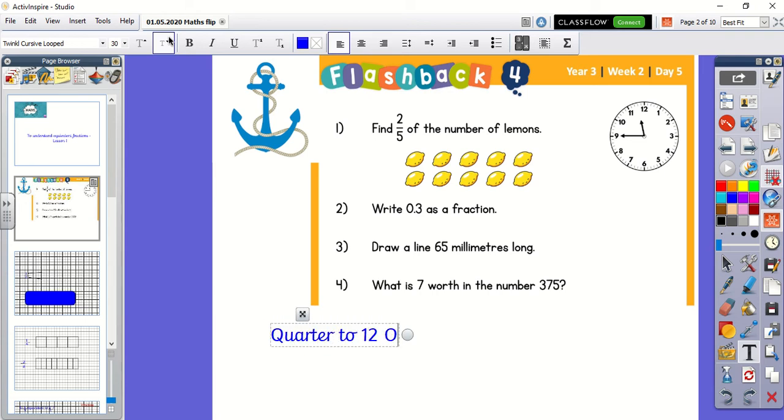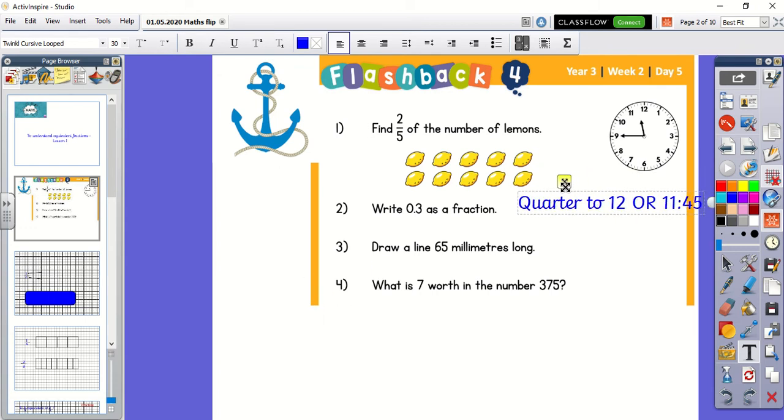1/4, or if you have been able to tell me in digital time, that would be 11:45. Okay, so that's your first one done for you. Let's just move that over there and put it at the top actually so you can see.